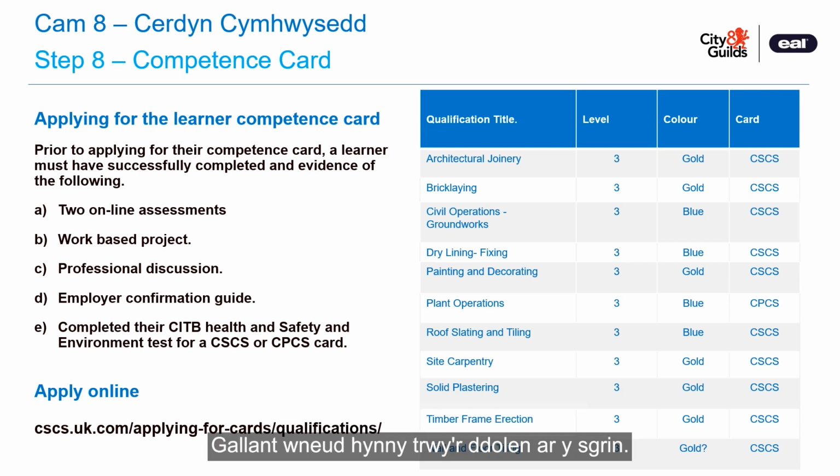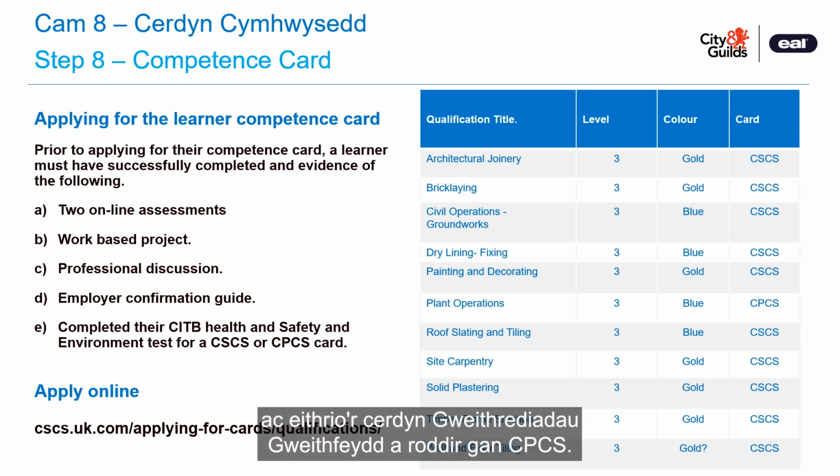They can do that via the link that's shown on the screen in this presentation, and with regard to the card that they obtain, the cards listed, the relevant level and the colour that goes with that card are listed in the table provided. All of the cards except for the plant operations, which is issued by CPCS, are all issued by CSCS.